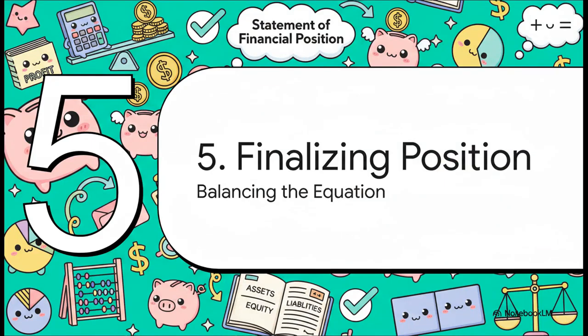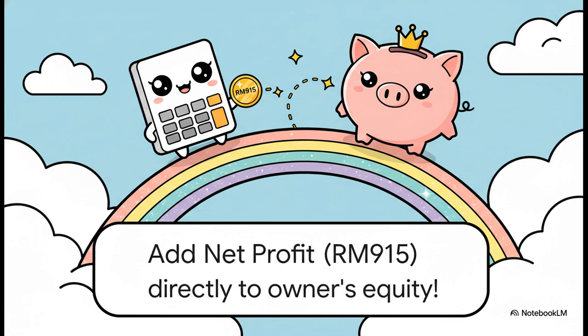Which brings us to Section 5, finalizing the financial position and balancing the equation. Okay, take a deep breath, because we aren't quite done yet. I need you to keep that RM915 net profit number right at the front of your mind, because it is literally the magic bridge that connects our first statement directly into our second statement. We take that RM915 and we inject it straight into the owner's equity section. Think about it. If the business made money, the owner's wealth naturally increases. If you miss this transfer step, your final sheet is never, ever going to balance.